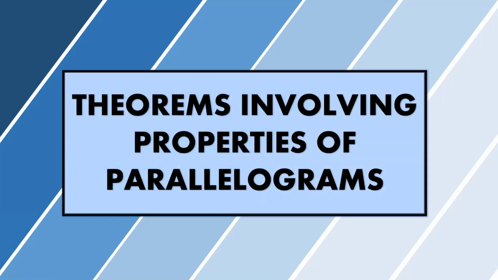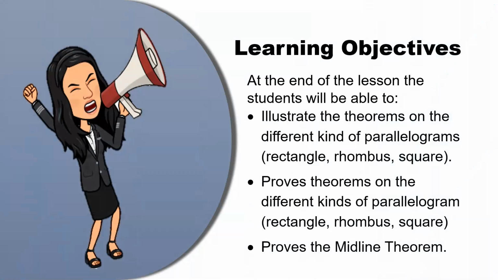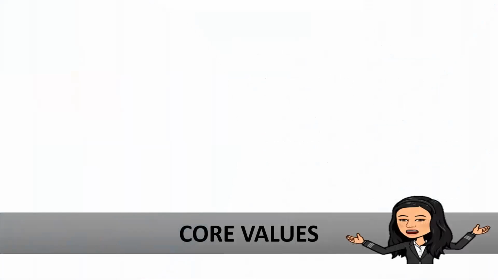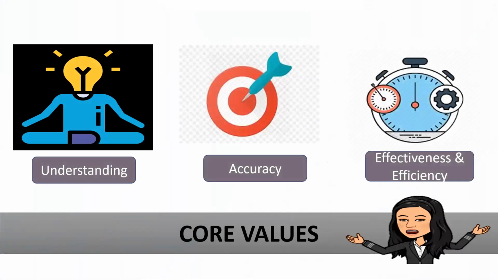Good day. So our lesson for today is about theorems involving properties of parallelograms. And here are the learning objectives. First, illustrate the theorems on the different kinds of parallelograms. Second, prove theorems on the different kinds of parallelograms. And last, prove the midline theorem. Here are the core values. We have understanding, accuracy, effectiveness, and efficiency.